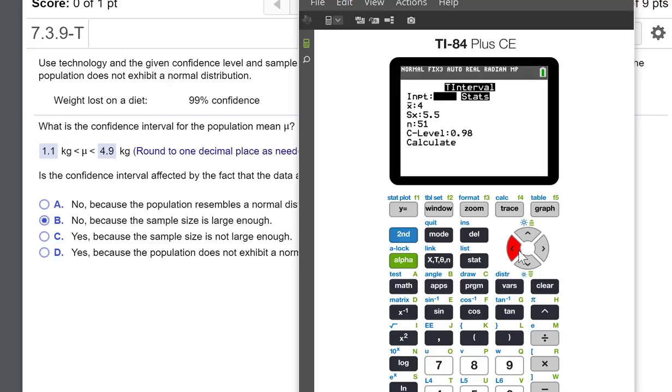You choose data if you actually had a list of data. We don't have a list of data, so we're going to go back and choose stats. Later on, you will have a list of data. Okay, so we have x bar is 3. Standard deviation is 5.5. And the n is 61. Confidence level is 99. And press calculate.